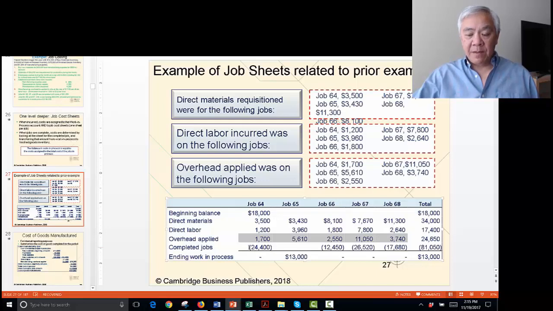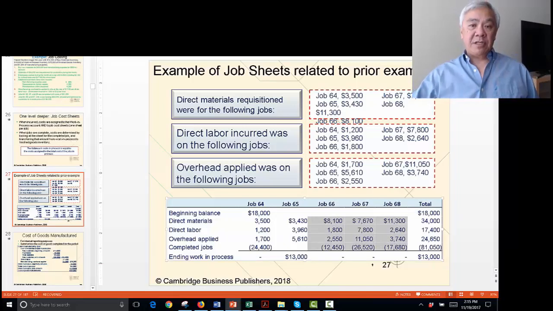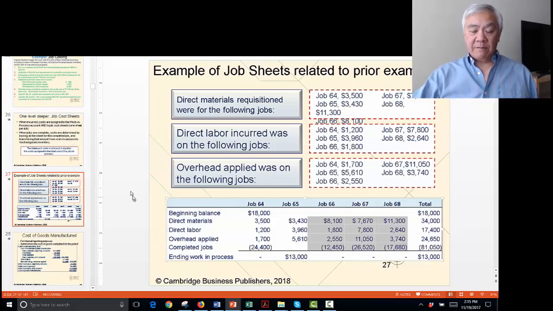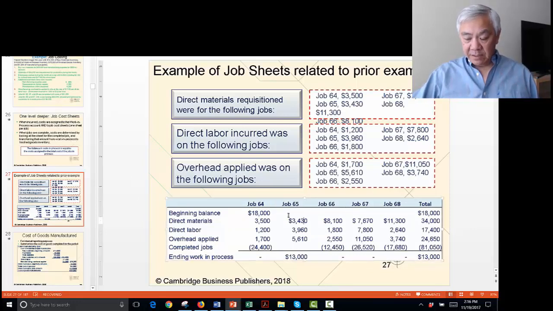Finally, if we finish the job, we zero them out. Notice at job 64, we started it last month, we added some costs, and then we subtracted all of the costs, so it goes to 0. Same holds for job 66, 67, 68. In all 3 of these, we finished them, so whatever was accumulated, we take it out, and that's now what it costs us to make those products, and we transfer it to finished goods. Oh, by the way, notice that job 65 isn't finished. So we started it this month and we added certain items, but we're not yet done. So notice this is blank because we have not yet completed job 65.